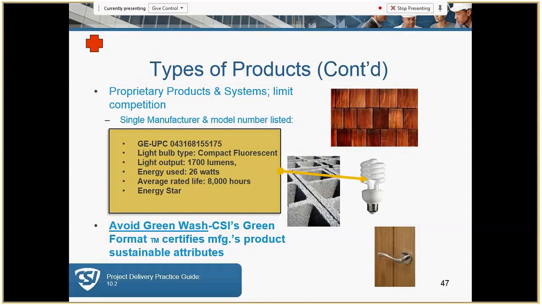We can't have X number of types of bulbs on a campus. You're having to store it, and having to store it also counts for budget issues in terms of space. Then we have listed here in yellow a single manufacturer and model number. There's a warning here down below about greenwashing and CSI's green format, which certifies manufacturers' product sustainable attributes.